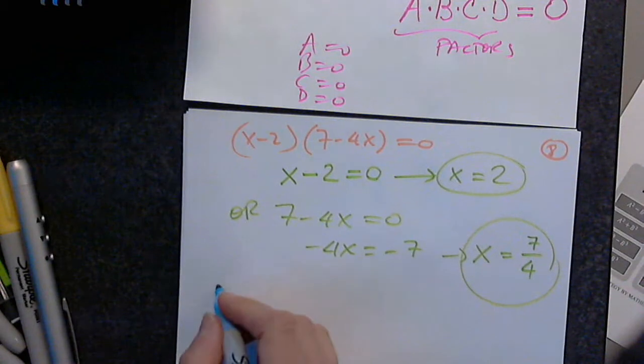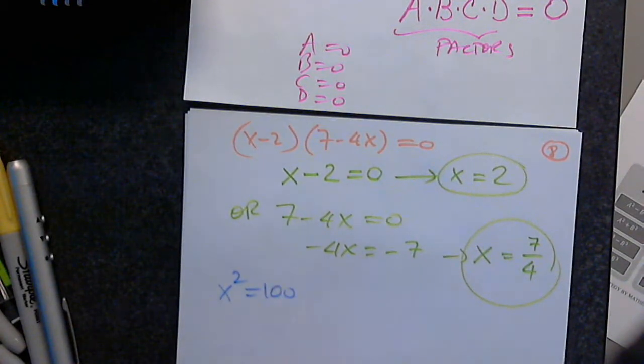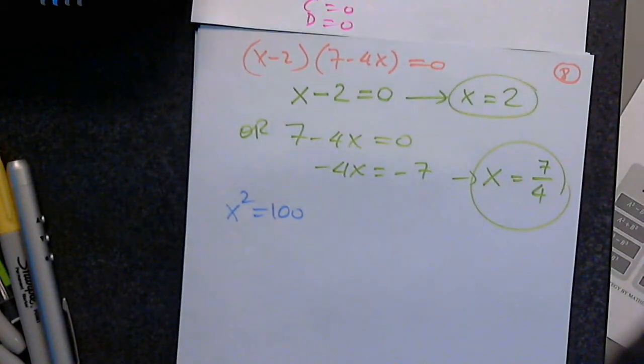Okay, x squared equals 100. This is our second equation. What do I have to do first? Would you write 100 as 10 squared? True, we could, but what is my first target? Or would the answer be 10? Not yet.